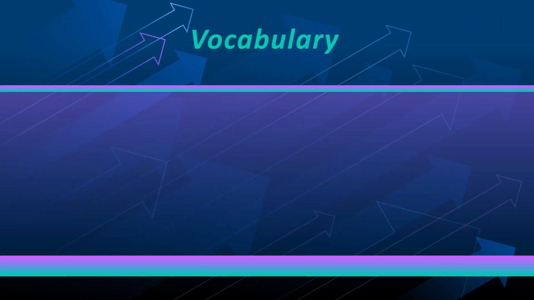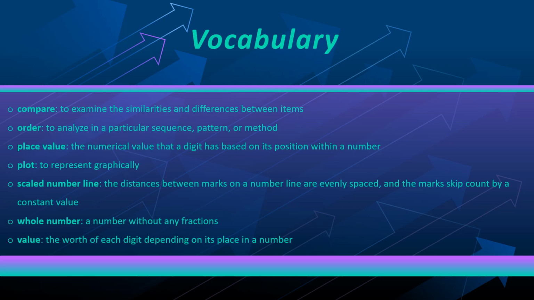Hearing and using appropriate language and vocabulary is crucial for understanding and enhancing instruction. Here we have the vocabulary words that we will explore throughout the unit: compare, order, place value, plot, scaled number line, whole number, and value. Some of these words pertain more to the manipulatives that we will be using, and others more so geared to the conversations and how we are ordering and comparing the numbers. All important to make sure students are grasping these concepts fully.